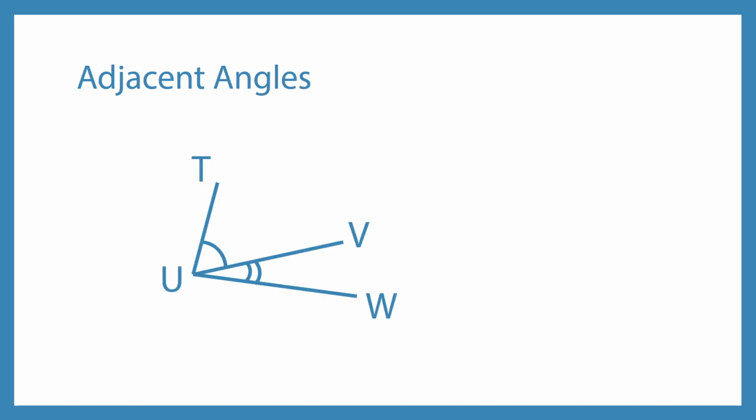Now, adjacent angles are angles that are beside each other. In a more mathematical definition, they share a common line, a common interval. So here they have the green interval in the middle and a common vertex or point. So here we have angle TUV is adjacent to angle VUW because they share this green line here and they share this vertex.